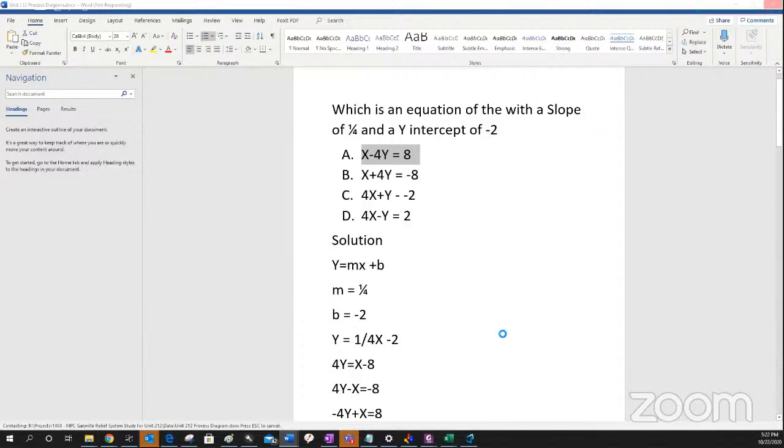So that's the answer. But the main thing that matters is this: know your equation of slope. That's what they are talking about, slope. Know what your slope is and know what your intercept is. Then you write this one, and then you can do the rest.